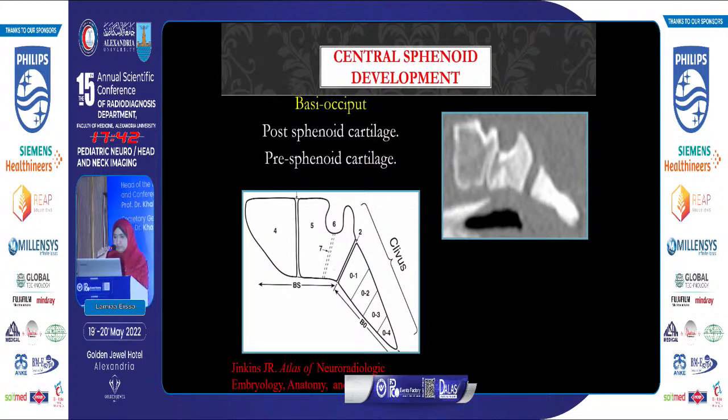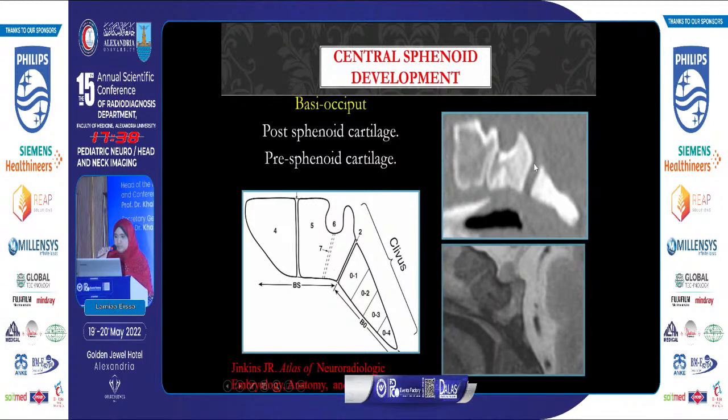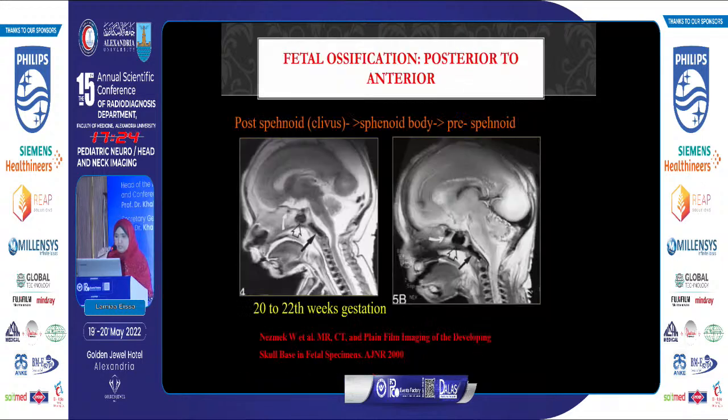even delayed until adolescent and adult life. These are images in neonates and in adolescents showing this segmentation. This is a portion of the obliterated craniopharyngeal canal, and this is the spheno-occipital synchondrosis, which is still open at this age. This is the pattern of fetal ossification from posterior to anterior.